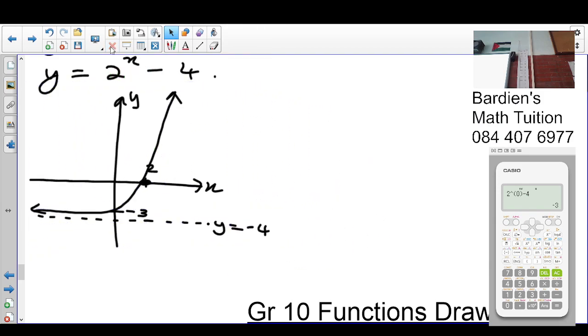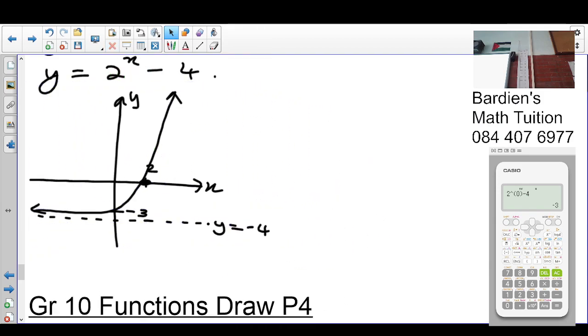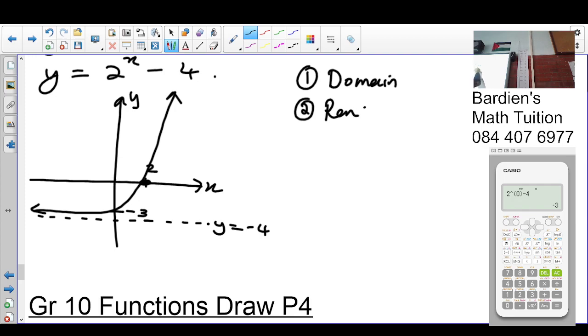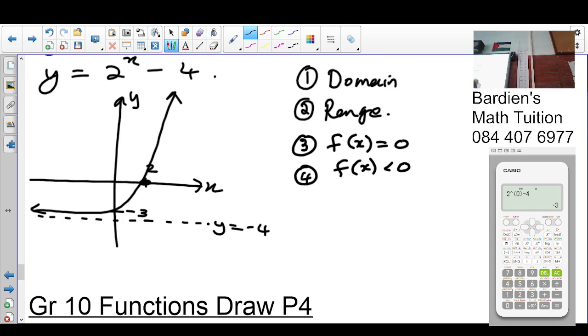So let's look at questions pertaining to this graph. We'll start off with the domain. Number 2 is the range. Number 3 is where f of x is equal to 0. Number 4, where is f of x less than 0. Number 5, is this graph increasing or decreasing?